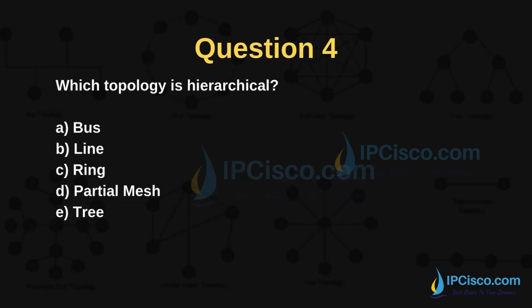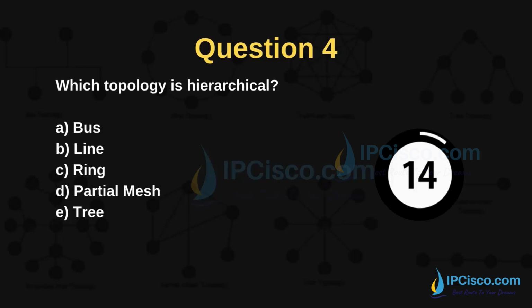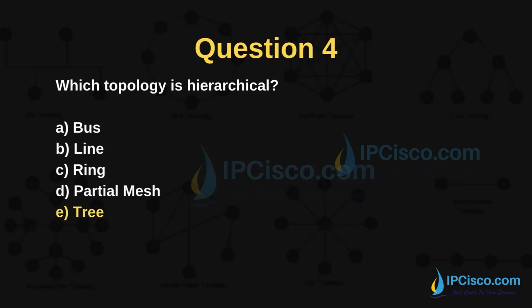Question 4. Which topology is hierarchical? Bus, line, ring, partial mesh, tree. It is tree topology.